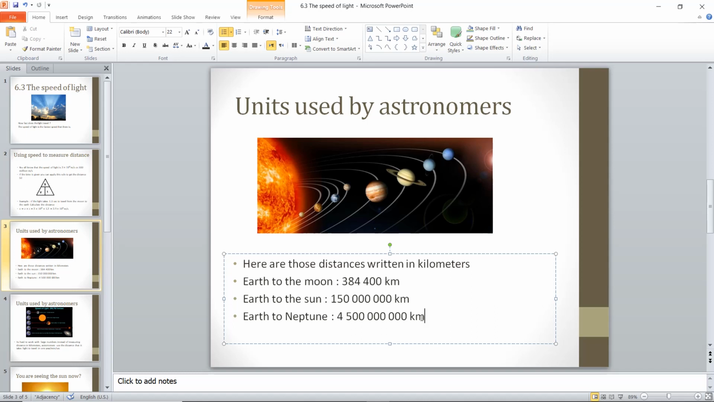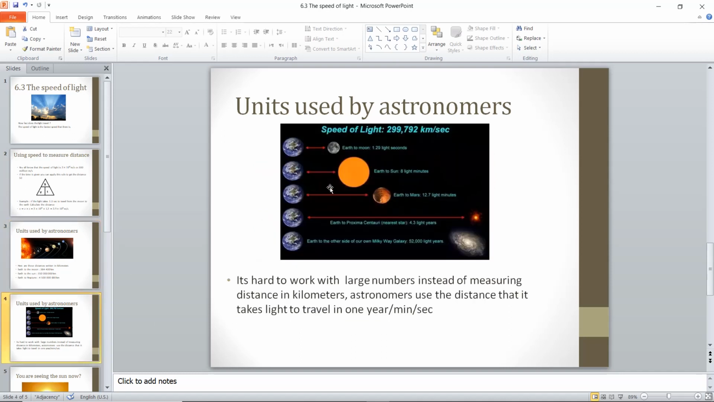For example, this number contains how many digits? 3 and 3 and 3, 9 digits plus 1, 10 digits. So 10 digits, which is a big number. Okay, so of course it's hard to work with large numbers. The astronomers find it difficult to work with these large numbers. So instead of using these numbers, they can measure the distance in kilometers, or instead of that, the astronomers can use the distance that light travels in 1 year or minute or second.